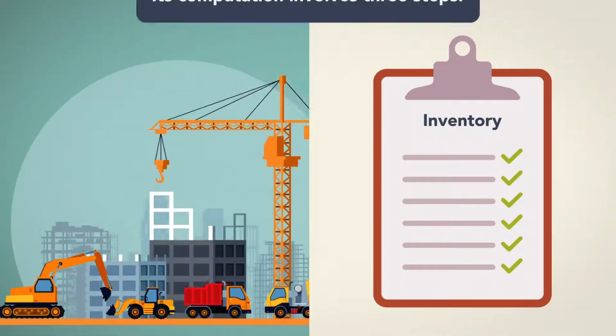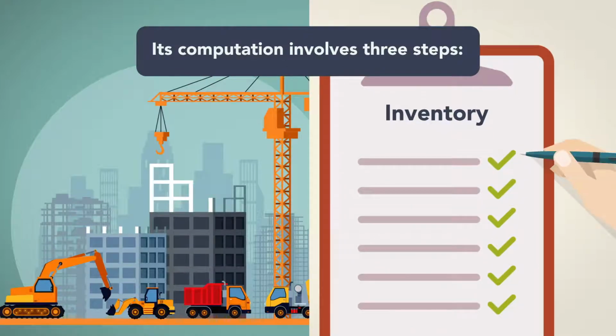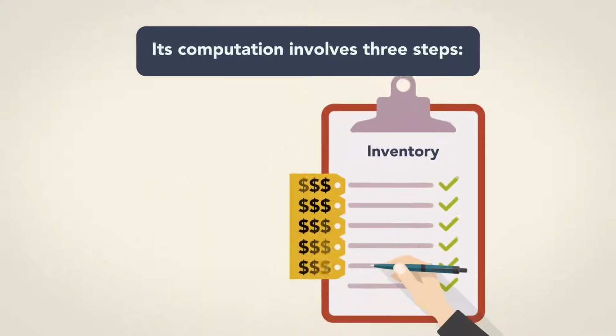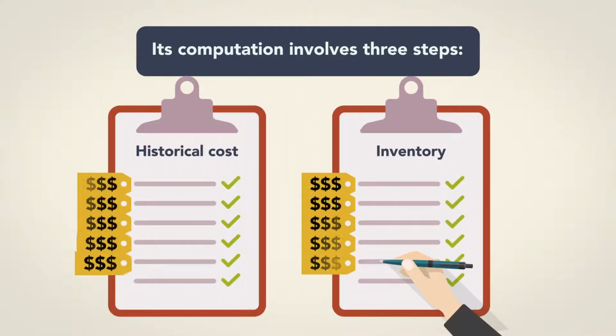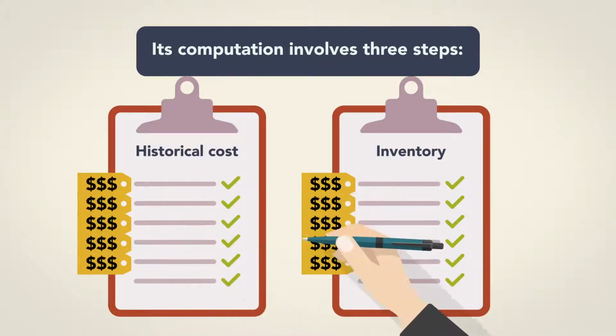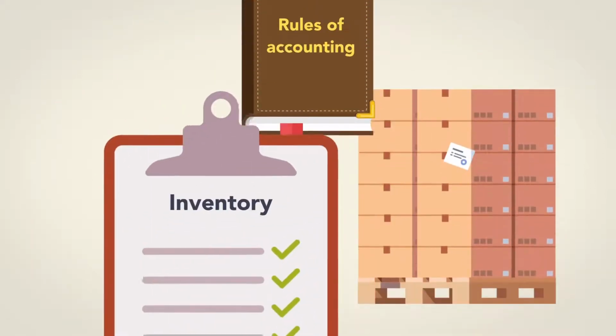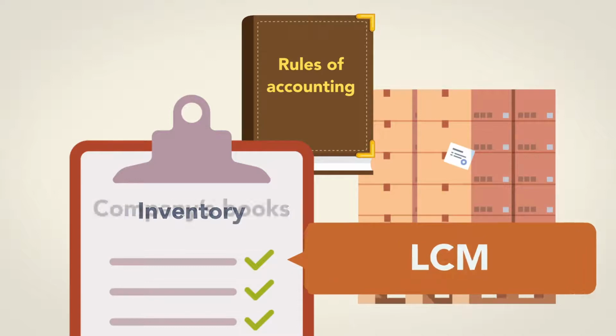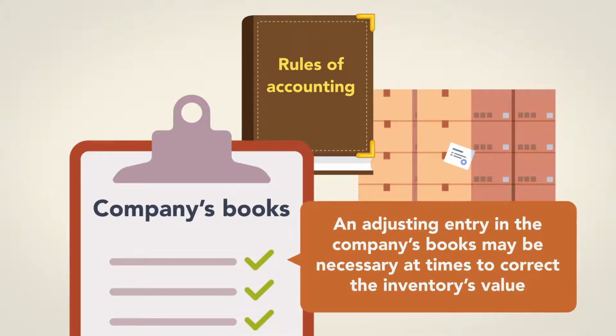Its computation involves 3 steps. The first is to tally the number of items in the company's inventory. Second, one must assign a unit cost to each item. Finally, one must determine whether the value of any inventory is lower than its historical cost, which is the amount at which it was recorded. Under the rules of accounting, inventory must be shown at the lesser of its cost or market value, called LCM. Therefore, an adjusting entry in the company's books may be necessary at times to correct the inventory's value.